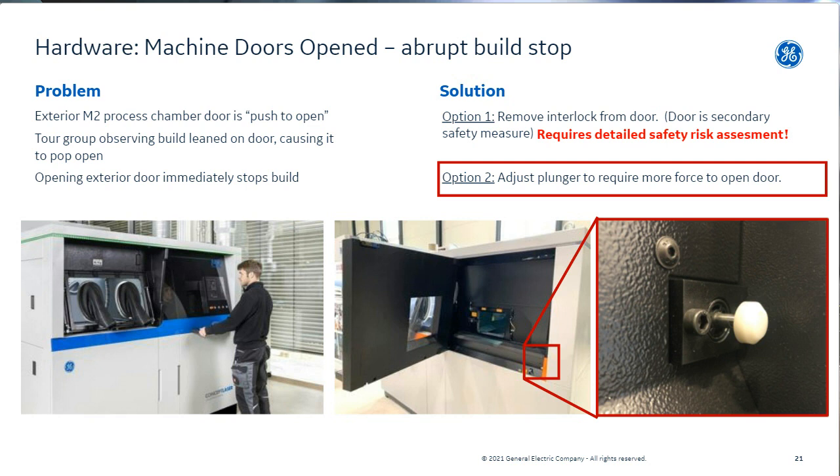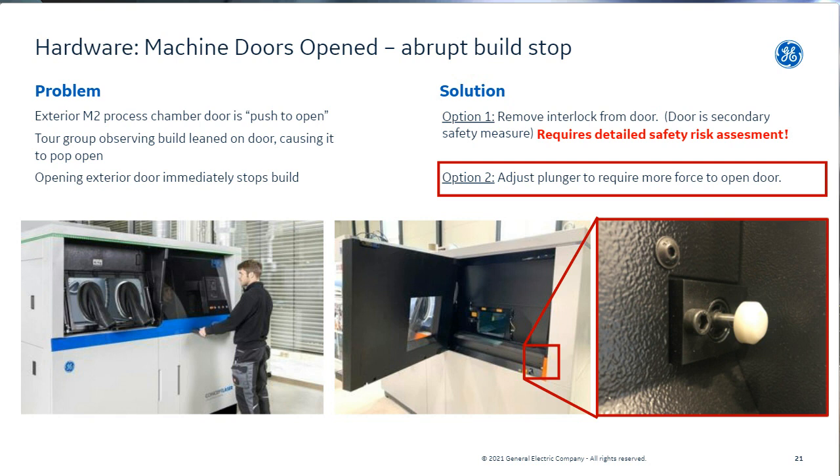There's an interlock. It's not an actual locking interlock. It's just the magnetic sensor that's on there. And could we remove that? What's the safety that comes? What's this door here for? Diving into that, a detailed safety risk assessment is required. That's kind of the more dangerous route, I'd say.